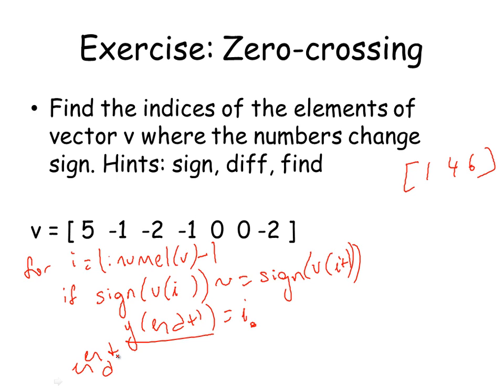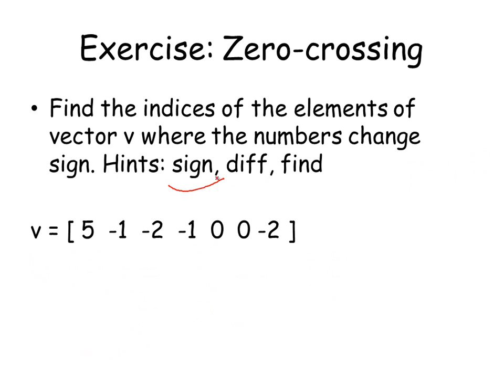And we want this without a for loop. You could actually do it without a diff, which might be easier. All right, let me get you started a little bit. So the first thing I would do is take the sine of V. And the sine of V will be 1, minus 1, minus 1, minus 1, 0, 0, minus 1. Okay? And then I would take the diff of that.